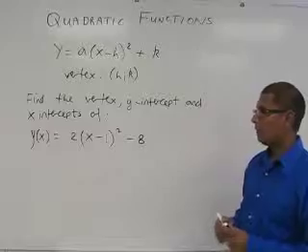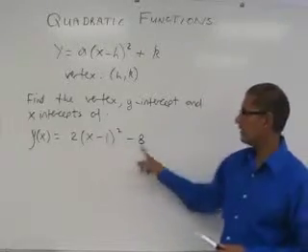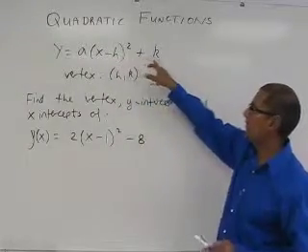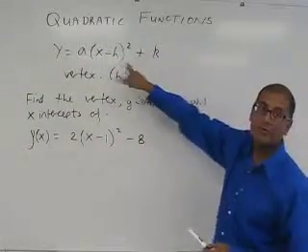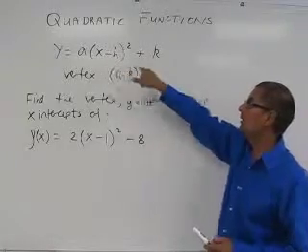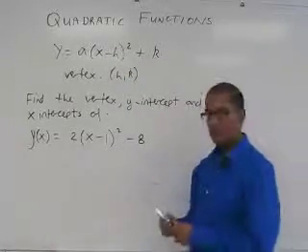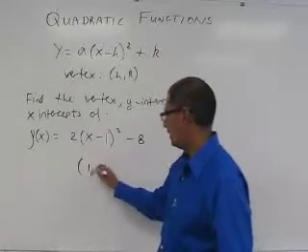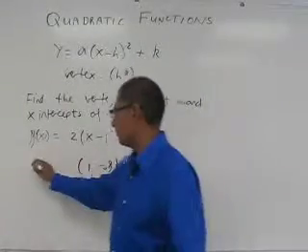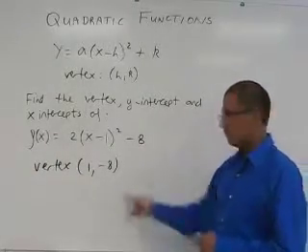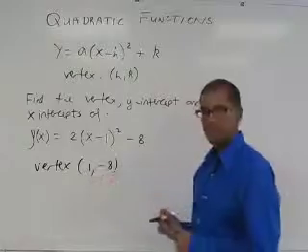Well, first of all, the vertex we can read off here. Remember, it's (h, k) for y equals a times (x minus h) squared plus k. So you take the opposite sign of this h, or whatever's here, and then k. So we're going to have the opposite sign of negative 1, which is 1, and negative 8. So that's my vertex: (1, negative 8). And the axis of symmetry is at x equals 1.